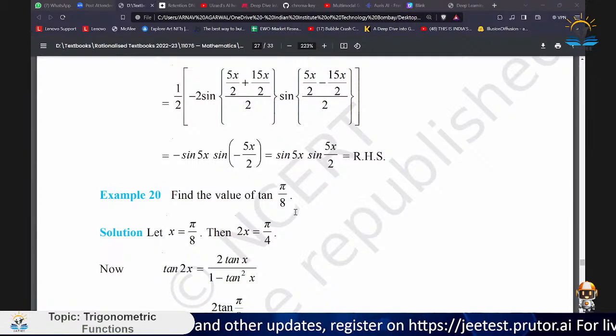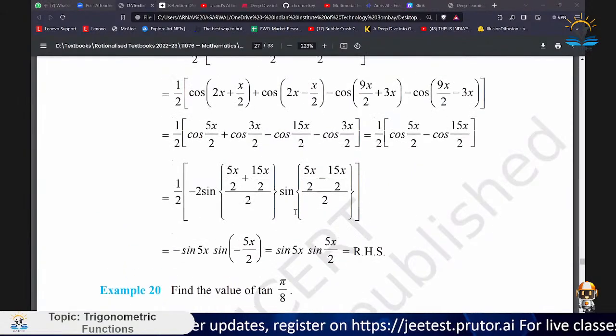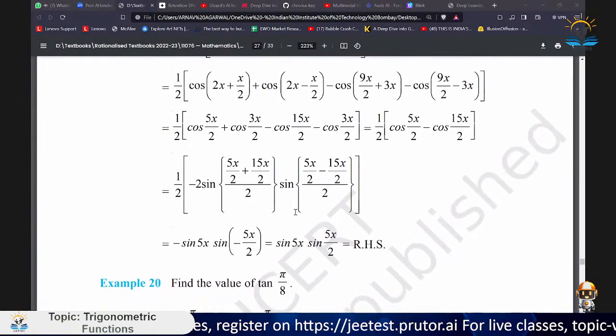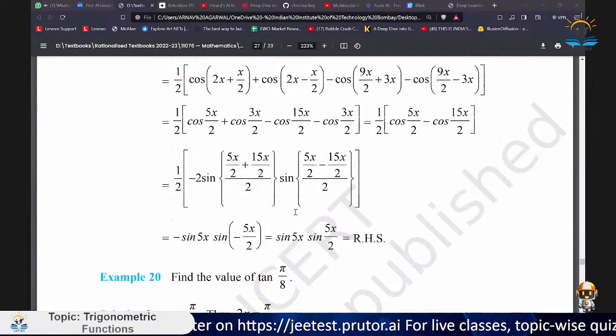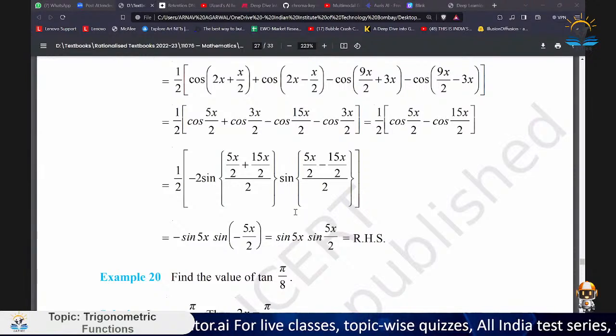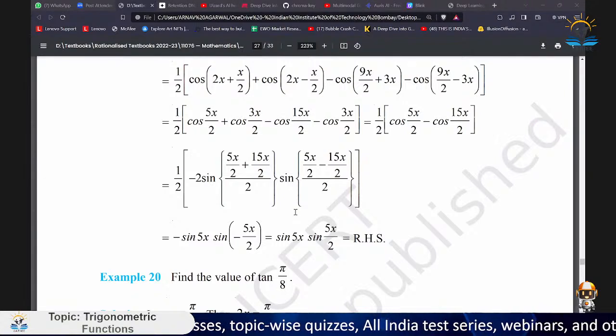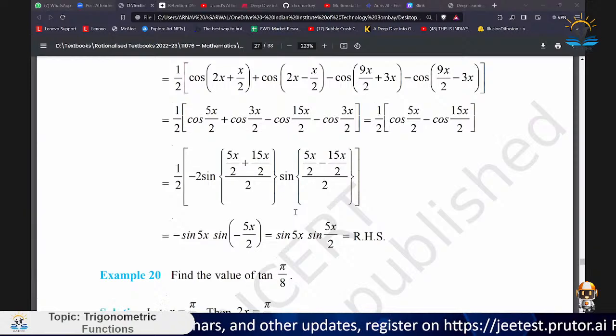Now, let's start thinking how to solve it. We want tan of 22.5. And we know 22.5 is nothing but 45 by 2, right? So we need to do something with double here, tan 2x, right? We know tan of pi by 4 is nothing but tan of 2 into pi by 8. So we can use the tan 2x formula to convert into tan x formula.